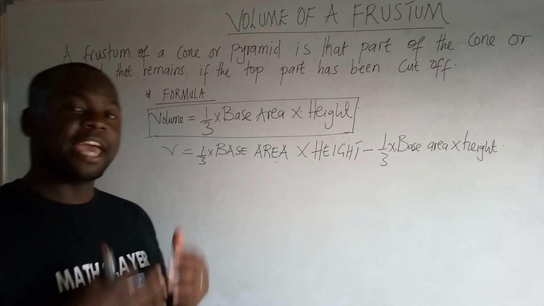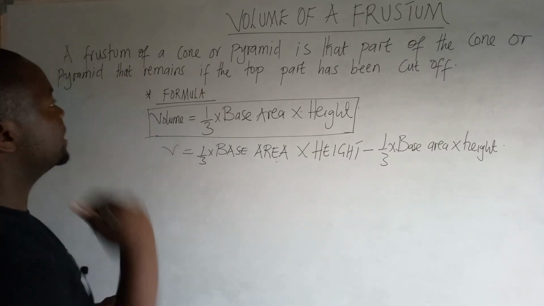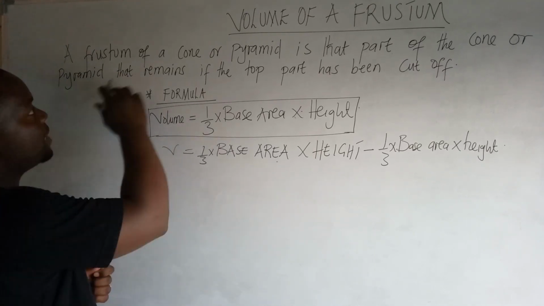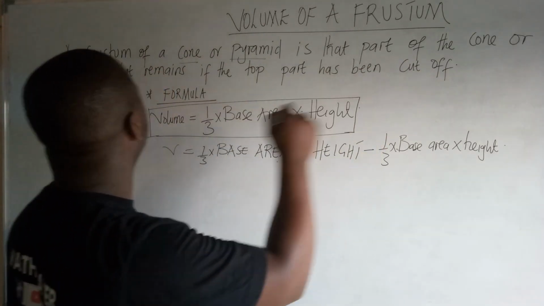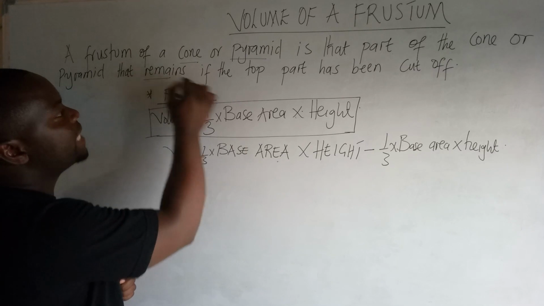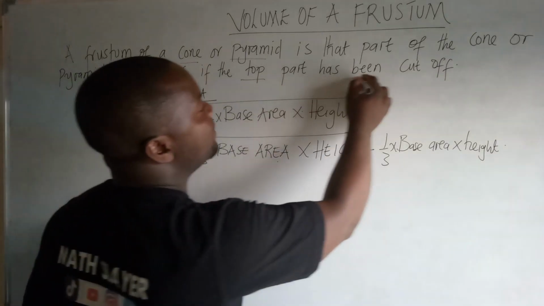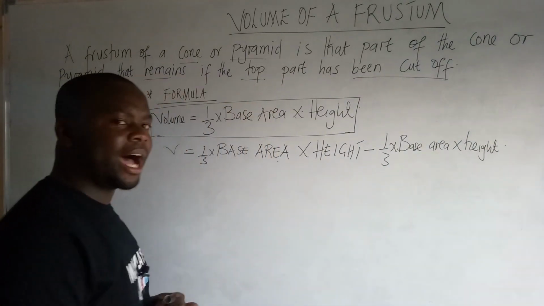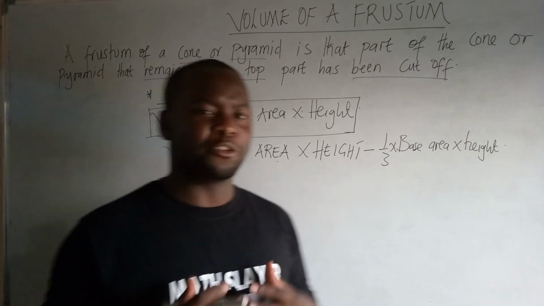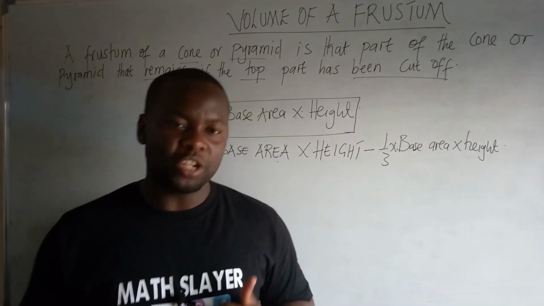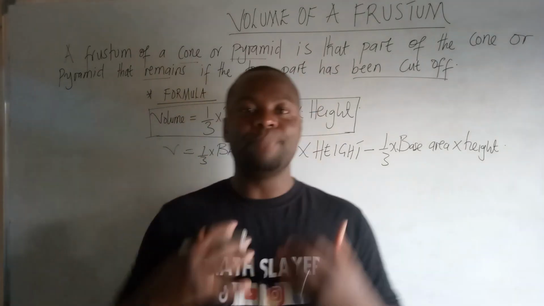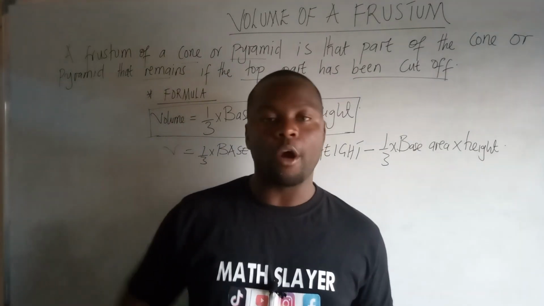So what is a frustum? The definition says a frustum of a cone or a pyramid is that part of the cone or a pyramid that remains if the top part has been cut off. So now I want to place emphasis for you to understand what a frustum is. In short, a frustum is made from a cone or a pyramid.